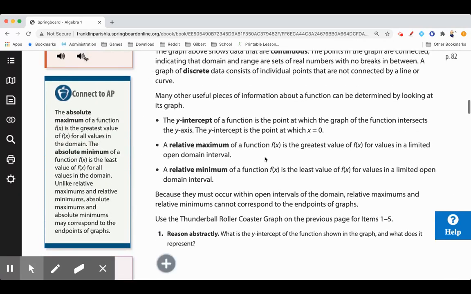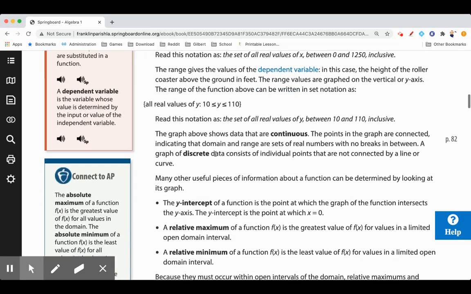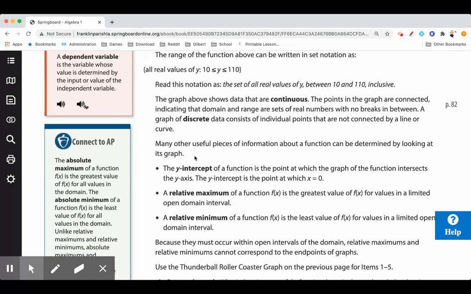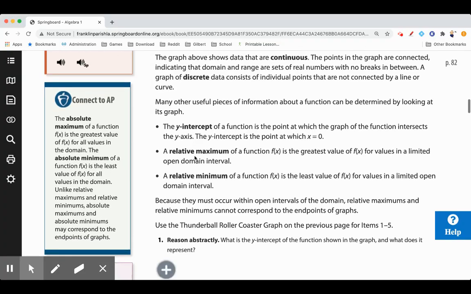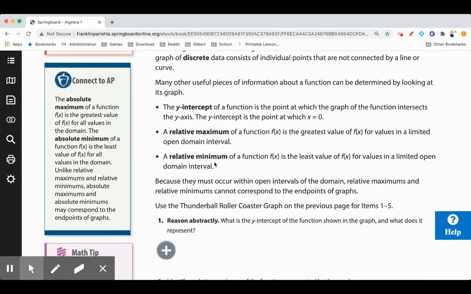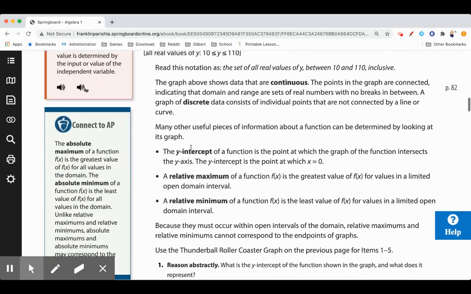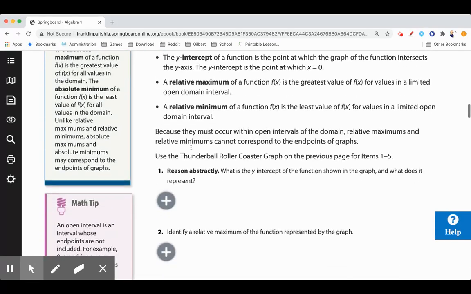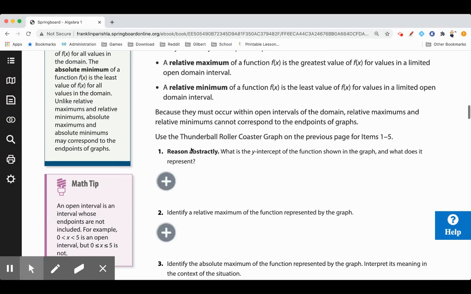Relative and absolute. Okay, relative is for the chunk you're looking at. Absolute is for all of the function combined. Same with relative minimum and absolute minimum. It's just if you're taking pieces of it or if you're taking the whole thing. And because they must occur within the open intervals, your relative minimums and maximums can't be the endpoints of the graph.